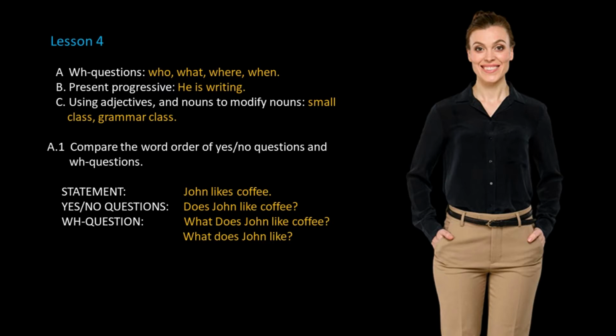In this video, we will learn about A. WH questions: who, what, where, and when. B. Present progressive. For example, he is writing. C. Using adjectives and nouns to modify nouns.